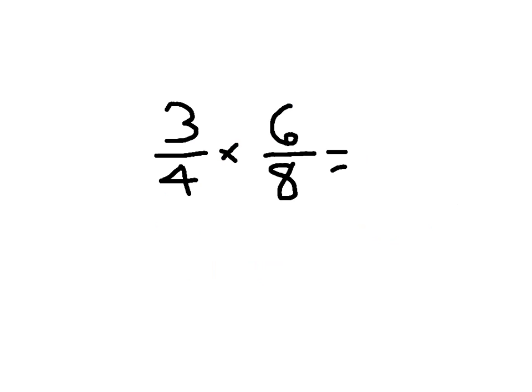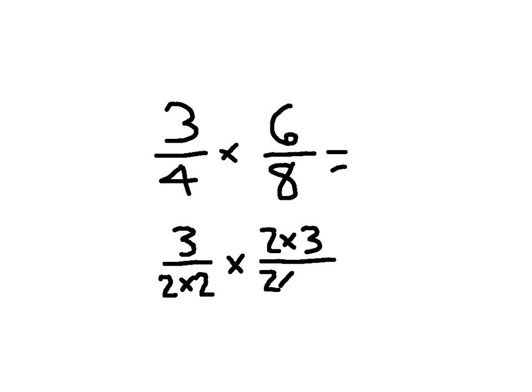If we have 3/4 times 6/8, again, we're going to look at any of those where we can rewrite them as a product of their primes. So 3 is already prime. 4 is not prime. What is the prime factorization of 4? Right, 2 times 2. So we have 3 over 2 times 2, times, and then 6 is just 2 times 3, and 8 is 2 times 2, which would be 4, times 2 again, which would be 8.